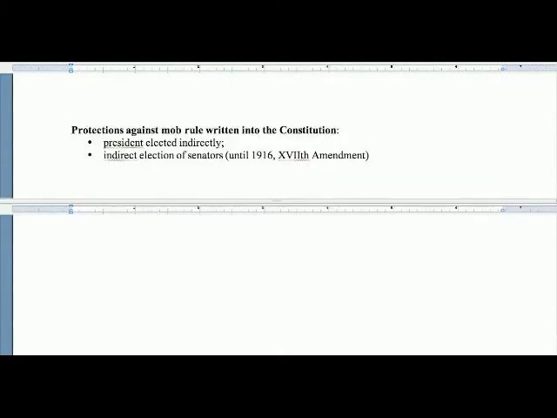I talked in class about how the framers of the Constitution were fearful of mobocracy, democracy by the mob. And I want you to remember the following things about how this was carried out. In two important ways, this was written into the Constitution. The first, as you all know, is that the President is actually elected indirectly via the Electoral College, and electors in the Electoral College are allowed to vote against the popular will.